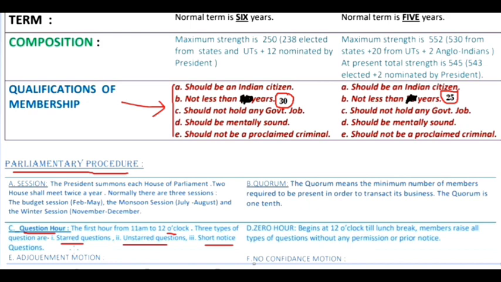The next point is zero hour. Zero hour begins at 12 o'clock till lunch break. Members raise all types of questions without any permission or prior notice.